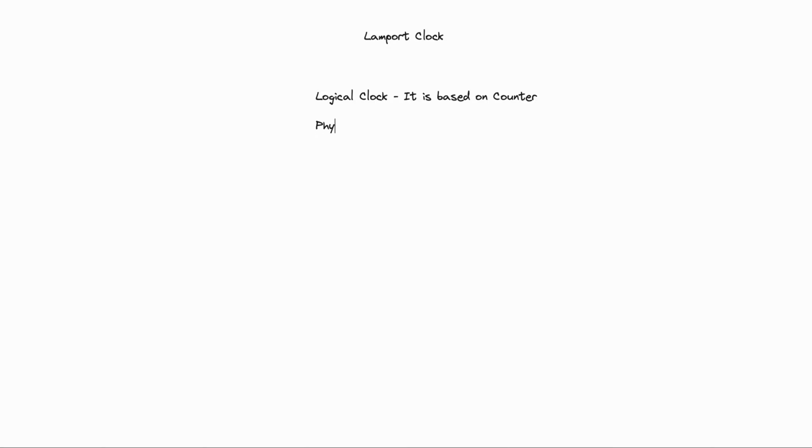The other clock is the physical clock, which we already saw. A physical clock is based on the CPU clock and on epoch time, since January 1, 1970. From this point onwards we measure the time, the clock starts from this time. So whatever time we use in our system is a physical clock. A logical clock is based on a counter, and we will see how it is used.